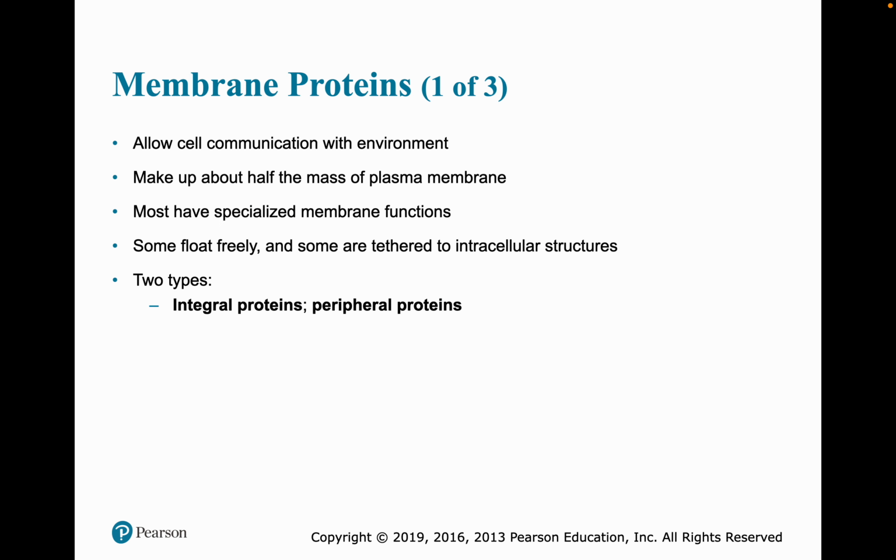Proteins within the membrane allow for communication with the environment. Many of them are transport proteins. They make up about half the mass of the plasma membrane, and they all have specialized membrane functions. Many of them float freely in our fluid mosaic model, but there are some that are tethered to intracellular structures. So we can divide proteins in the membrane into two types: the integral proteins, which pass through the membrane, and the peripheral proteins, which are found on only one side of the membrane.